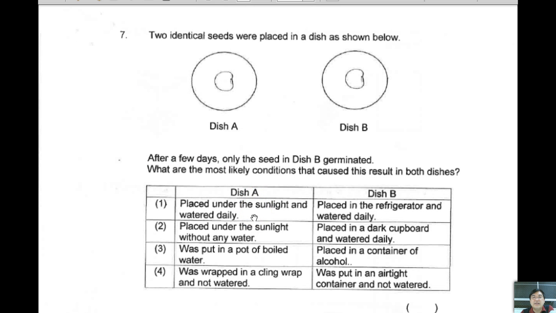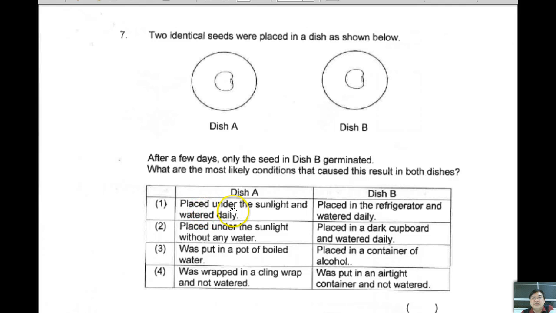Number 7. 2 identical seeds are placed in a dish as shown below. They've got to be identical dishes. Now after a few days, only dish B germinated. This means dish B must have had the right conditions: air, food and water. This one, something might not have been supplied. Now let's take a look.